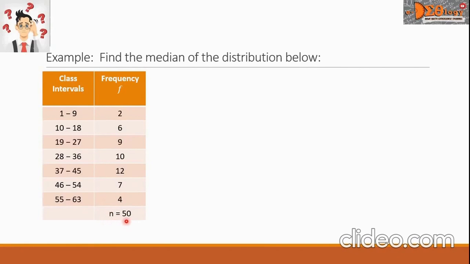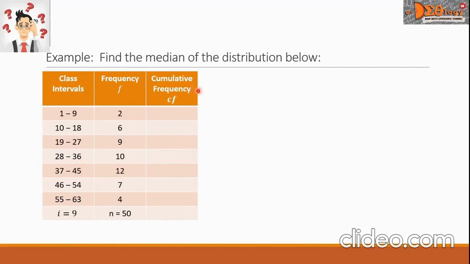Next, let us compute for the class width. We write here I equals 9. The class width equals 9. We can compute for the class width by comparing the adjacent lower limits. See this 10 and the 1. 10 minus 1 gives 9. Or 19 minus 10 equals 9. The same is true with 55 minus 46 equals 9. We can also compute for the class width by getting the difference of adjacent upper limits, like this 18 minus 9 equals 9, or 45 minus 36 equals 9.